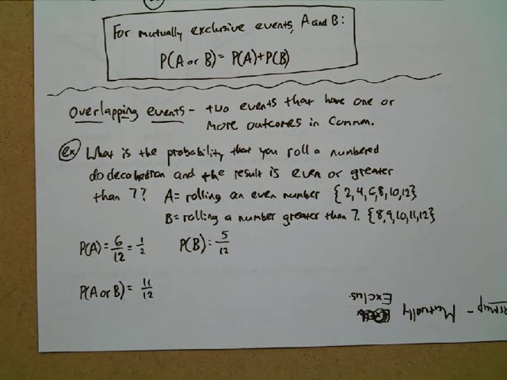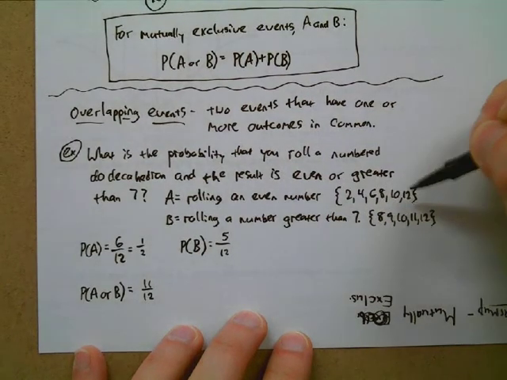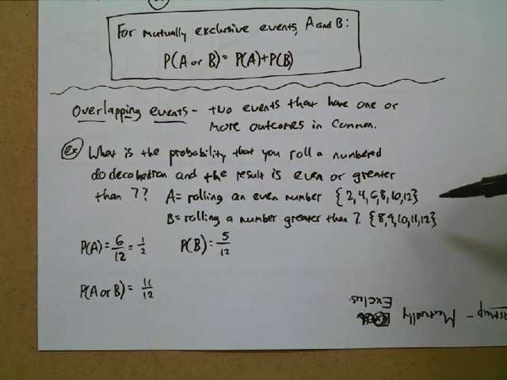So, is it 11 out of 12 here? Well, let's take a look. Rolling an even number, you got 2, 4, 6, 8, 10, and 12. Rolling a number greater than 7, you got the 8, 9, 10, 11, or 12. So we've got 6 numbers here and 5 numbers here. But what do you notice about some of the numbers in these two sets? They're the same. Should we count them twice? We should not count them twice, right?